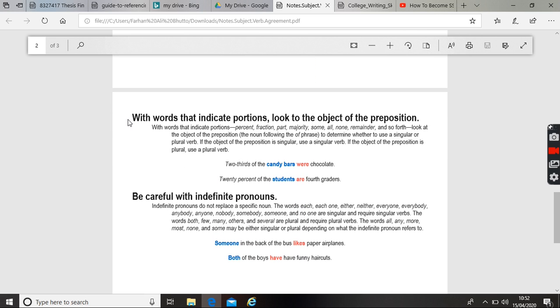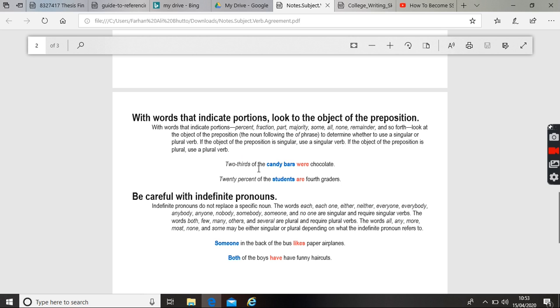Now, the last two rules. The second last rule is with words that indicate portions, look to the object of the preposition. With words that indicate portions, percent, fraction, part, majority, some, all, none, remainder, and so forth, look at the object of the preposition to determine whether to use a singular or plural verb. If the object of the preposition is singular, use a singular verb. If the object of the preposition is plural, use a plural verb.